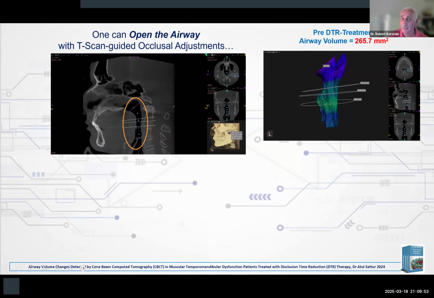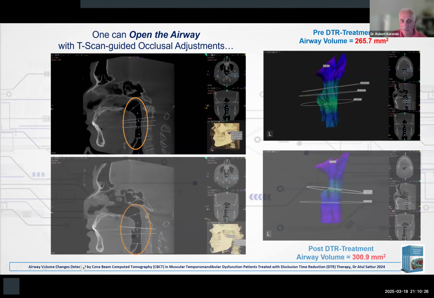Now, here's the last thing I'm going to show you. We've discovered in the last few years that we can actually open the airway physiologically without an appliance using T-scan, and again, in specific ways. So here's a patient's airway shot on CT. This is the reconstruction. The constriction zone is in green. The lighter colors are constricted. The darker colors are more open airway. The total volume is 265.7 square millimeters of airway volume.